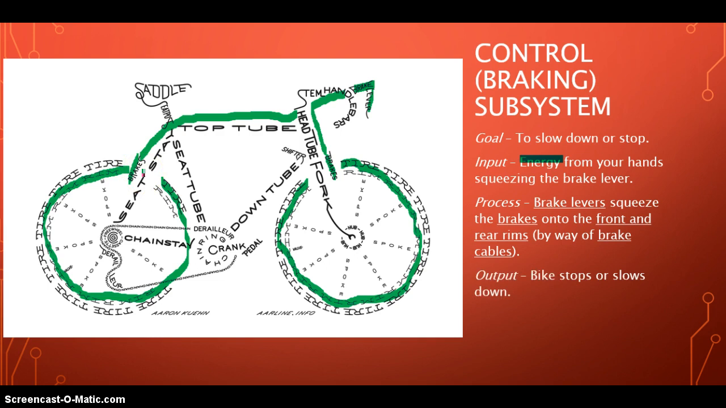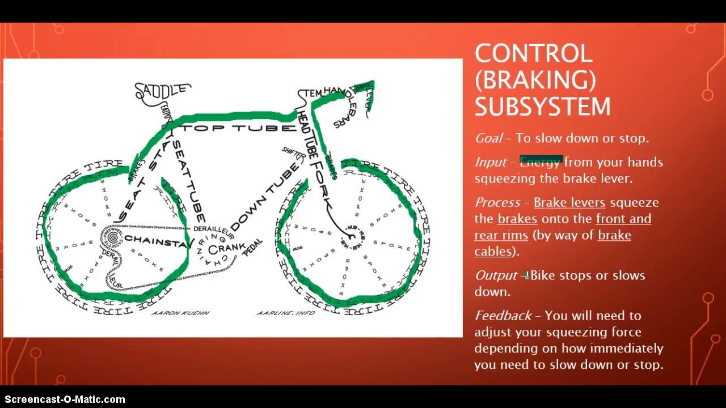Hopefully our output matches our goal, that the bike does indeed stop or slow down, but we know that doesn't always work, especially when you need to adjust your force depending on how immediately you need to slow down or stop. So if you're riding down the street and you see a car pull out of a driveway in front of you with no warning, you're going to have to squeeze that really, really hard in order to stop in time so you don't crash into that car.